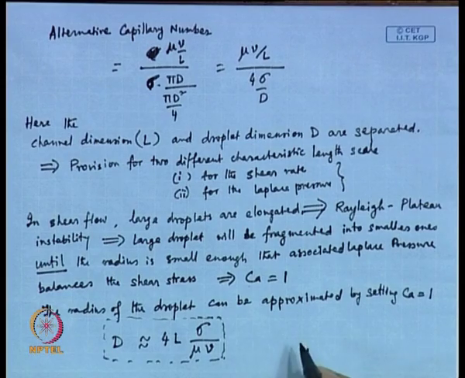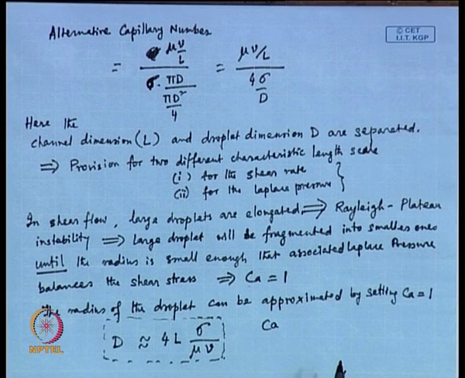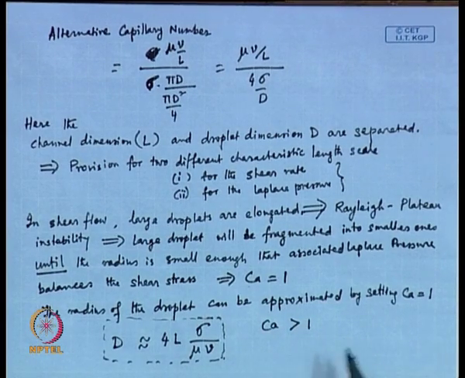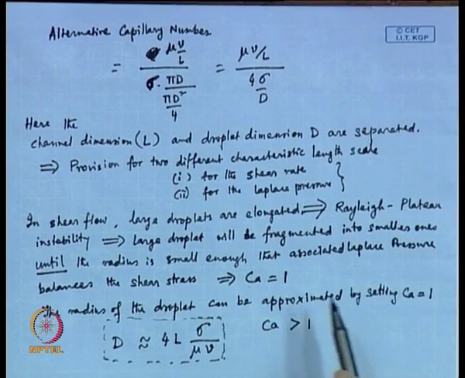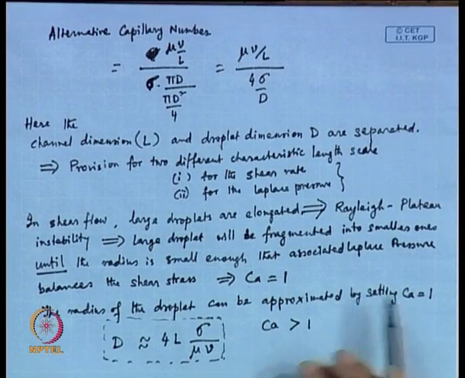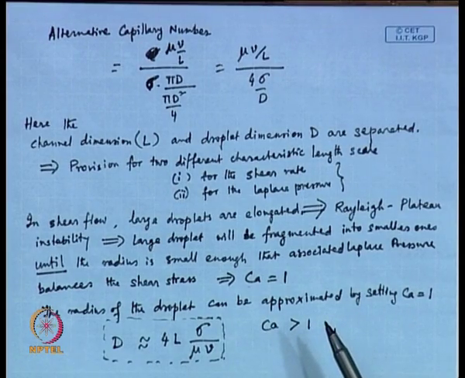Okay. Another issue is that you can check whether the capillary number is greater than 1. In a particular flow through a microchannel or a channel, you calculate the capillary number, and if you see that the capillary number is greater than 1 or capillary number is high, in that case you can conclude that the shear can dominate in this fragmentation process.